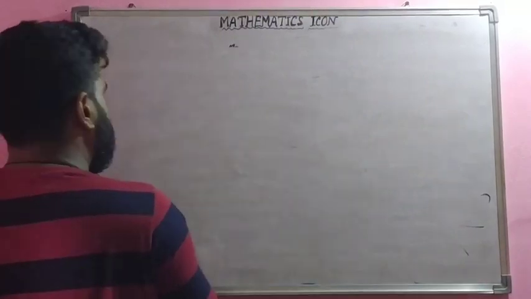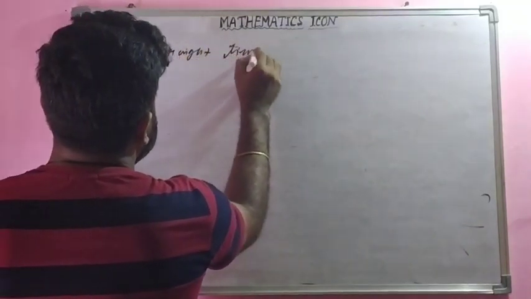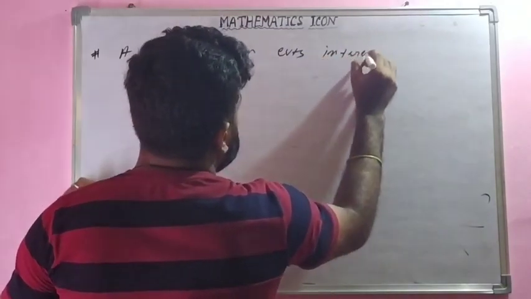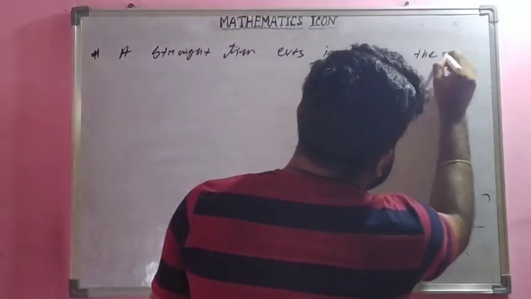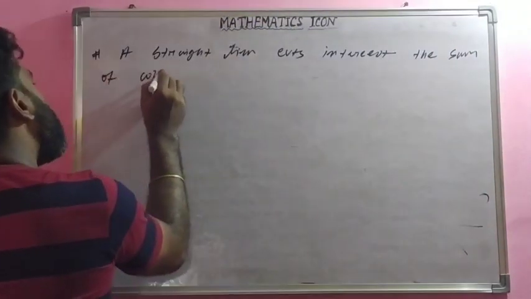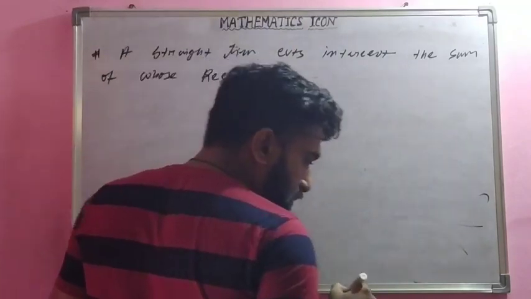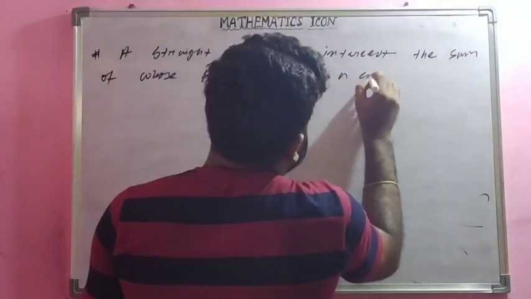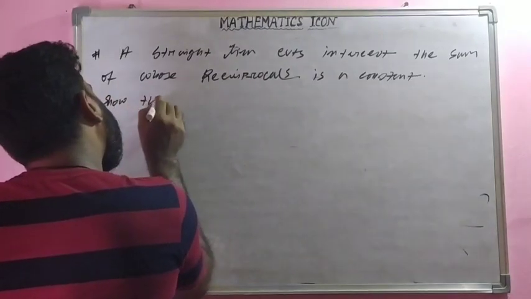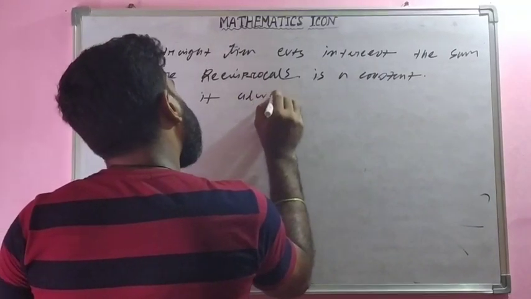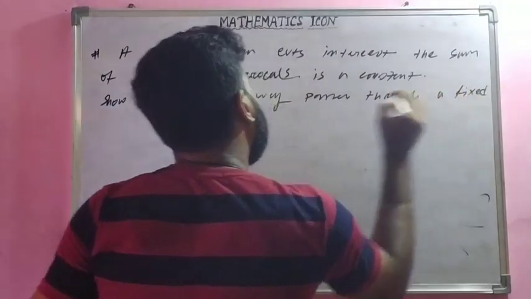A straight line cuts intercepts, the sum of whose reciprocals, sum of four reciprocals, is a constant, so that it always passes through a fixed point.